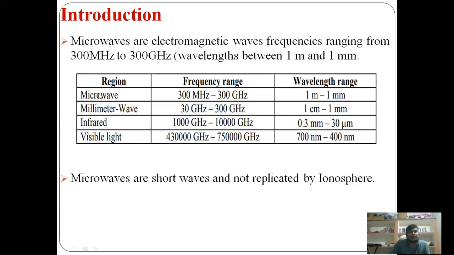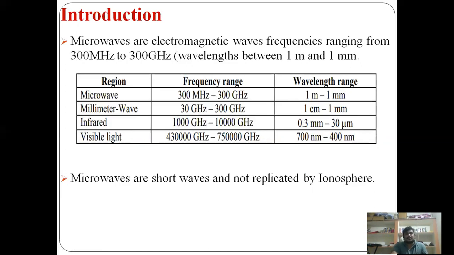If you see here, the microwave region is 300 megahertz to 300 gigahertz, 1 meter to 1 mm, then millimeter wave and infrared. We have different frequency ranges and wavelengths. Microwaves are short waves because of the higher frequency and lesser wavelength. Because of the short wavelength, these waves will not be reflected by the ionosphere. Whenever you transmit these waves towards space, the signal will not be reflected back. It will penetrate the ionosphere.